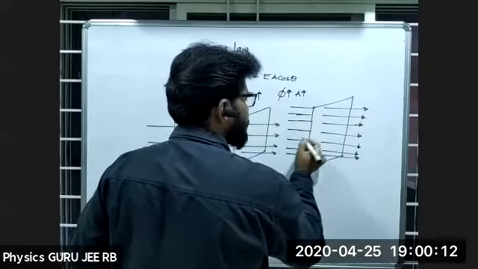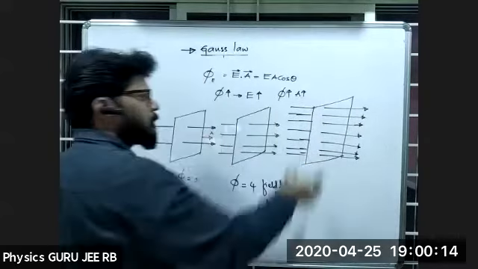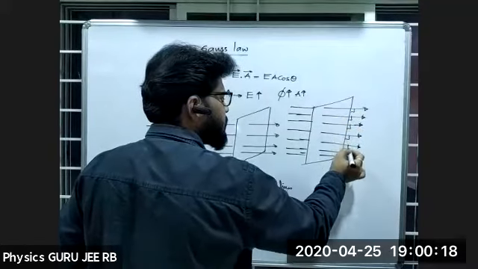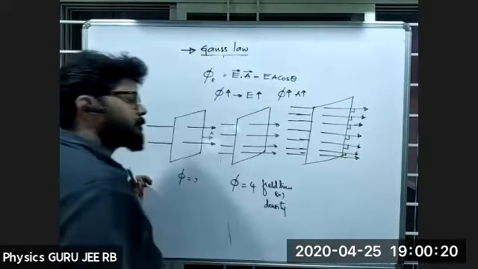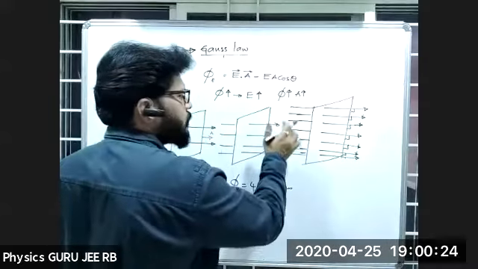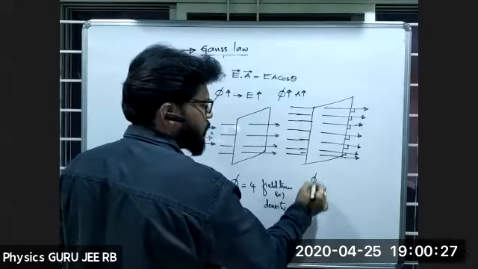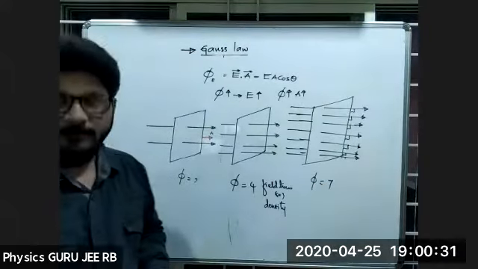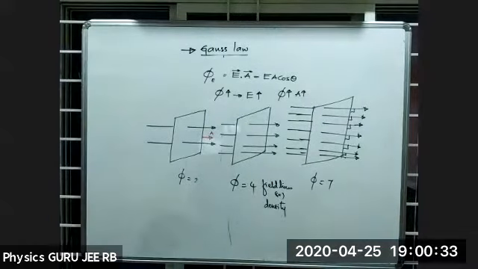Is it clear? Okay. So this is always perpendicular. You can see that these are all perpendicular. So if you take 1, 2, 3, 4, 5, 6, 7. Now flux is what? 7. Got it? Yes. Take a screenshot. Two things we are discussing there.